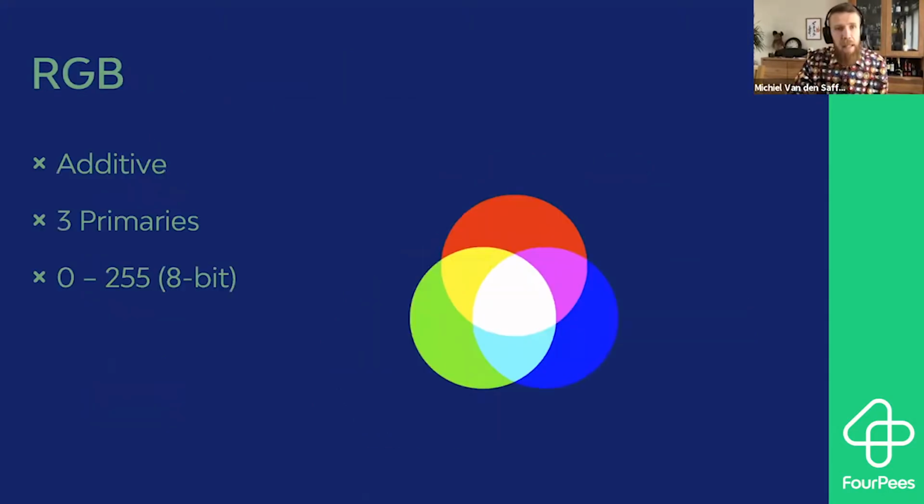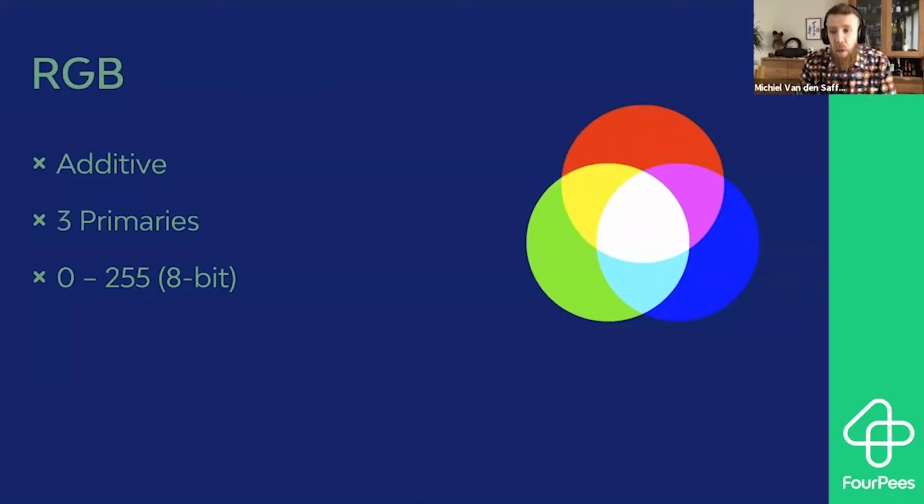When you look at RGB, we have an additive color space. We already discussed this in a previous session as well. We have our three primaries, our red, our green, and our blue light. And when we add those together, we're adding light, so we get a brighter color, eventually resulting in white. Usually we note RGB colors using 8-bit information, so values between 0 and 255.